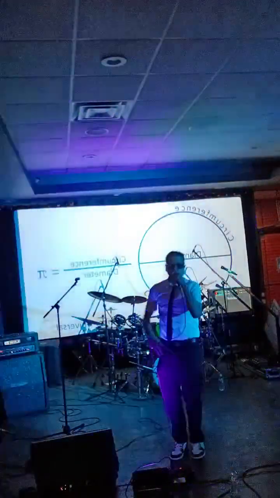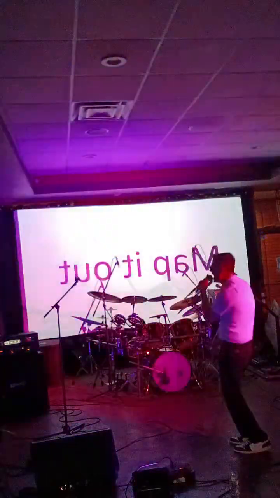Map it out underneath. Celebrate March 14th. That's Friday. 3.14159 is the approximation of the number pi, originally defined as the ratio of a circle's circumference to its diameter. Map it out underneath. Celebrate March 14th.